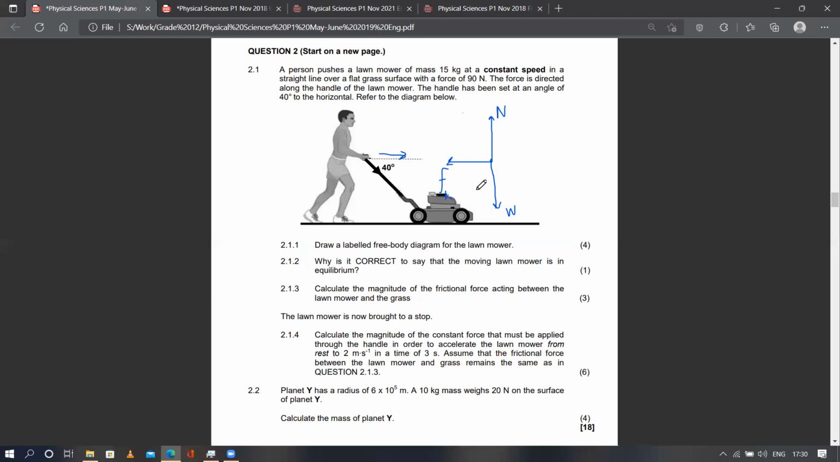And now you have to look at the force applied. This force is applied at a 40-degree angle to the horizontal. So that means you're going to have your x-axis here, and this is going to be a 40-degree angle, and this is going to be the force applied.